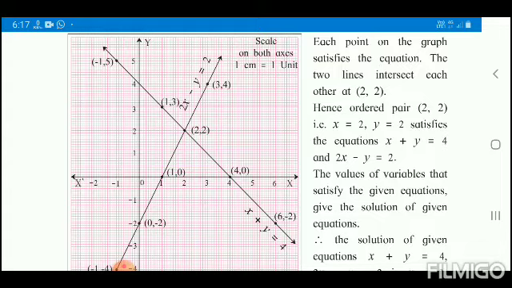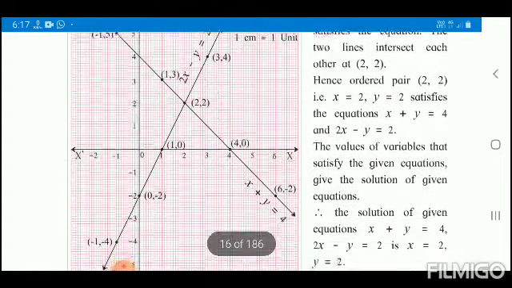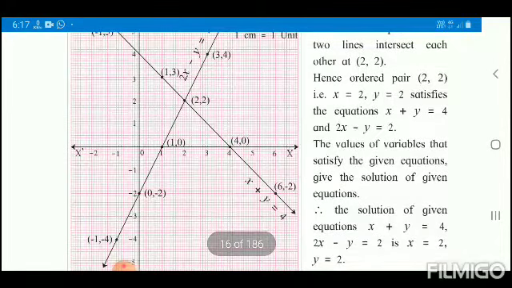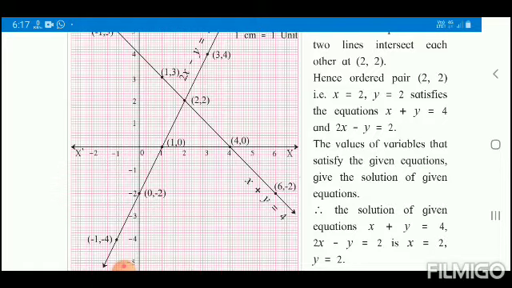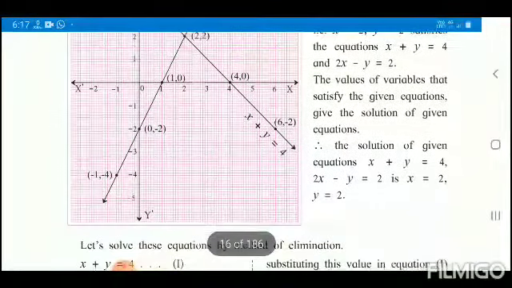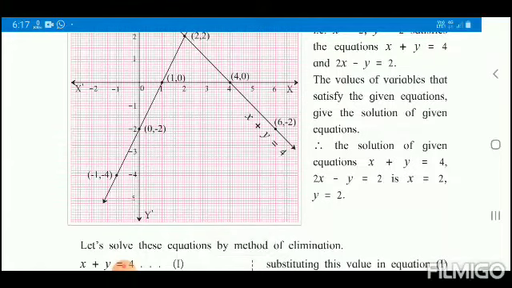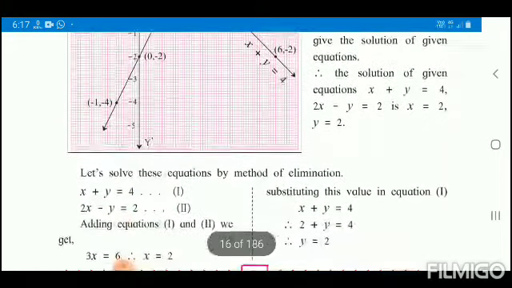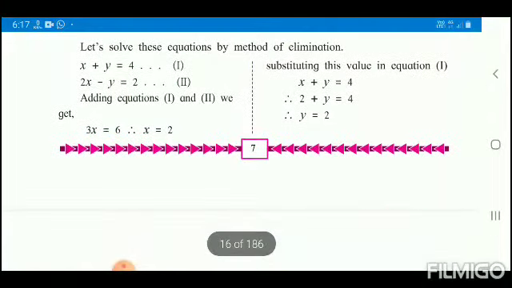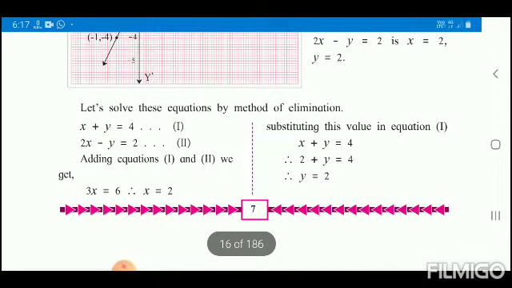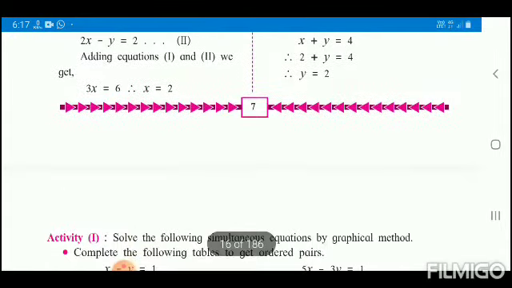Here the ordered pair (2, 2), that is x is equal to 2, y is equal to 2, satisfies the equations x plus y is equal to 4 and 2x minus y is equal to 2. The values of the variables that satisfy the given equations give the solution of the given equations. Therefore, the solution is x is equal to 2 and y is equal to 2. You can solve the equations by the method of elimination also.